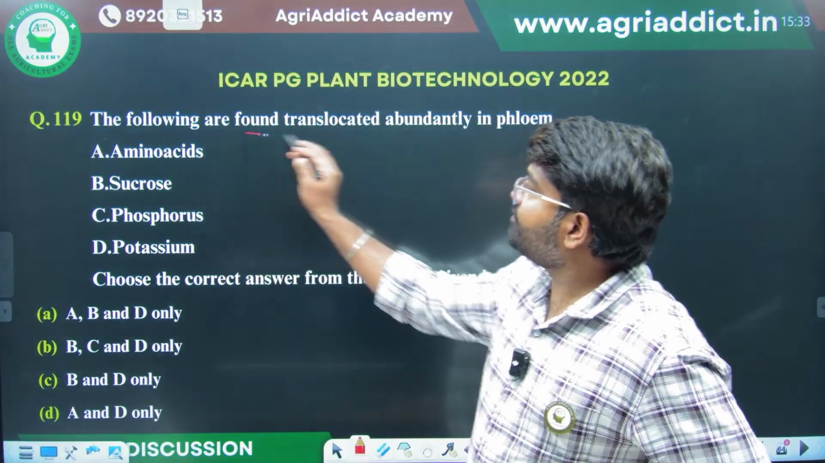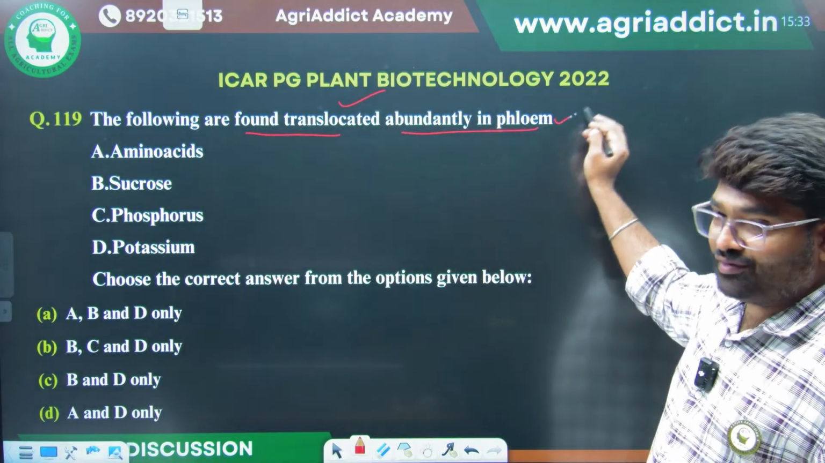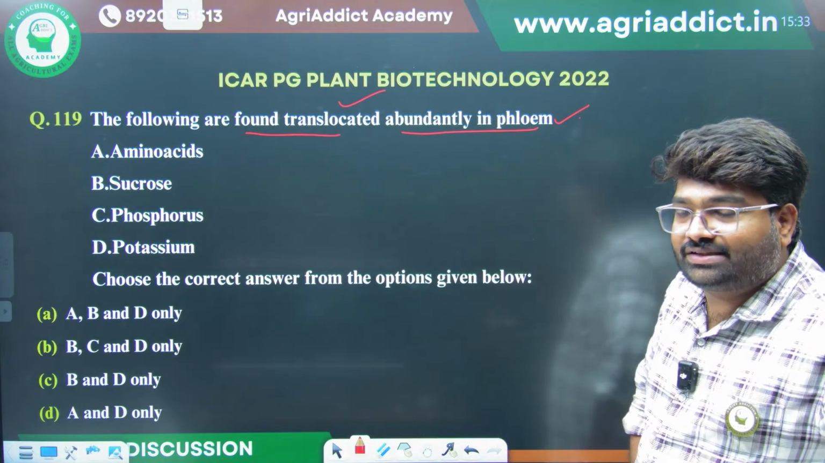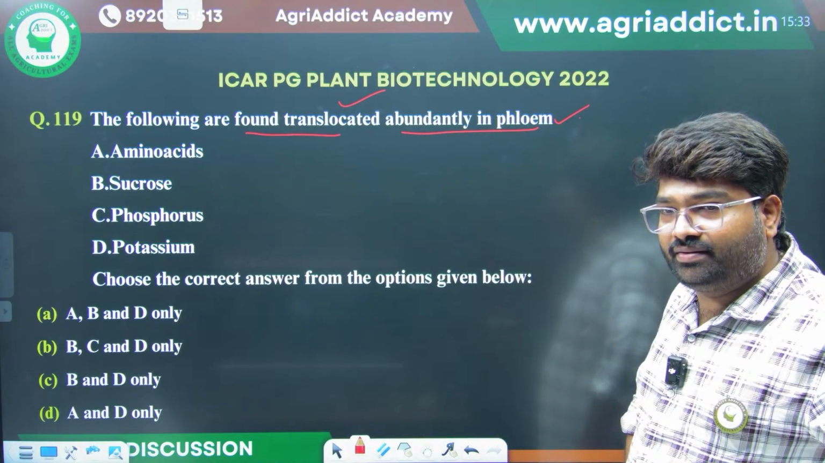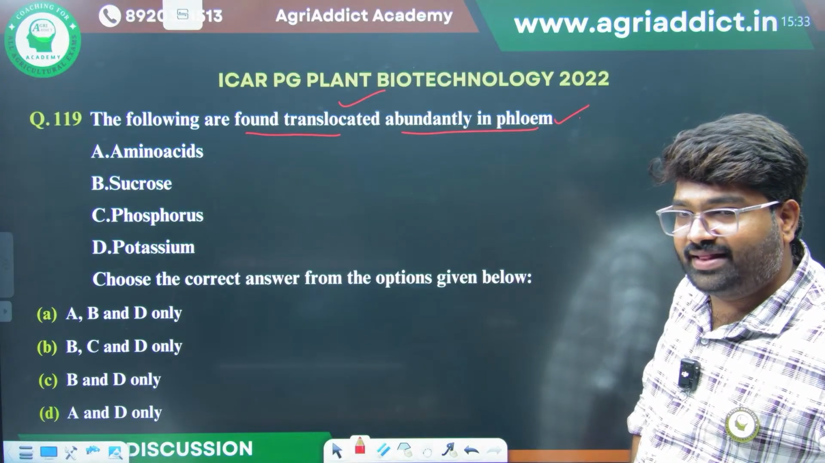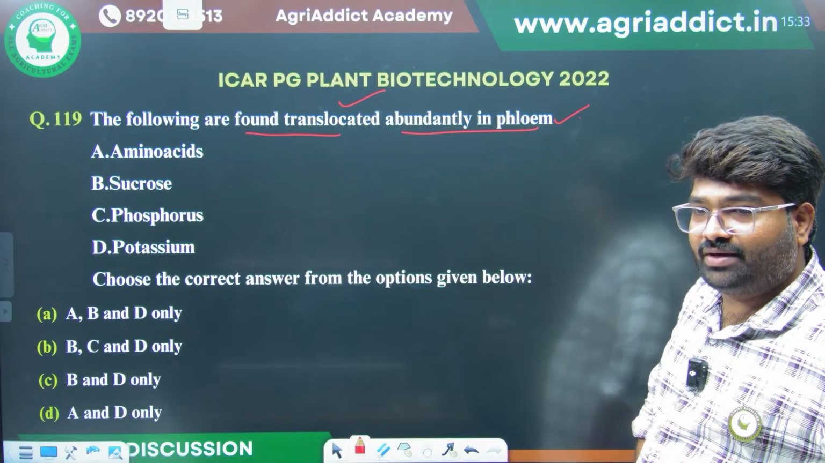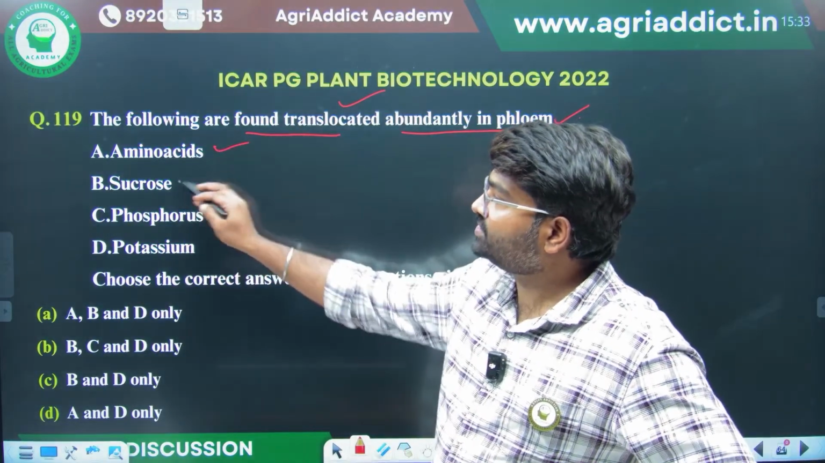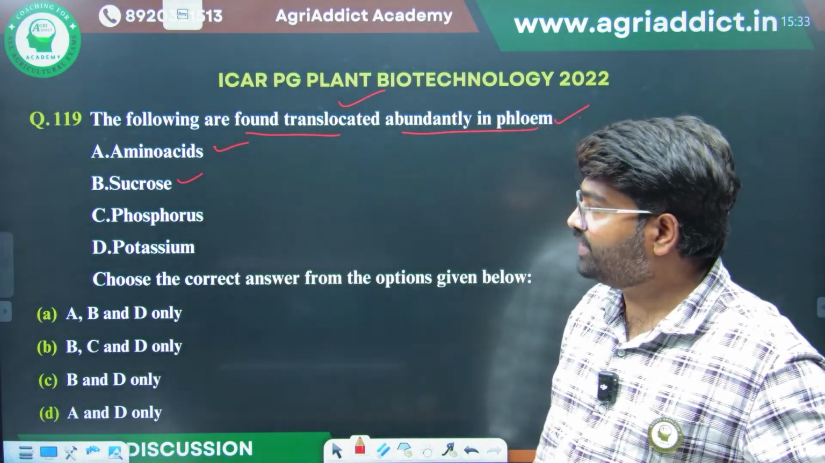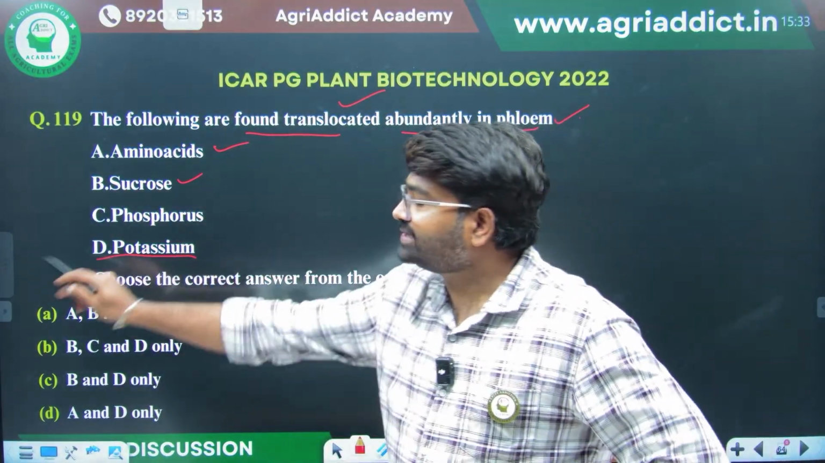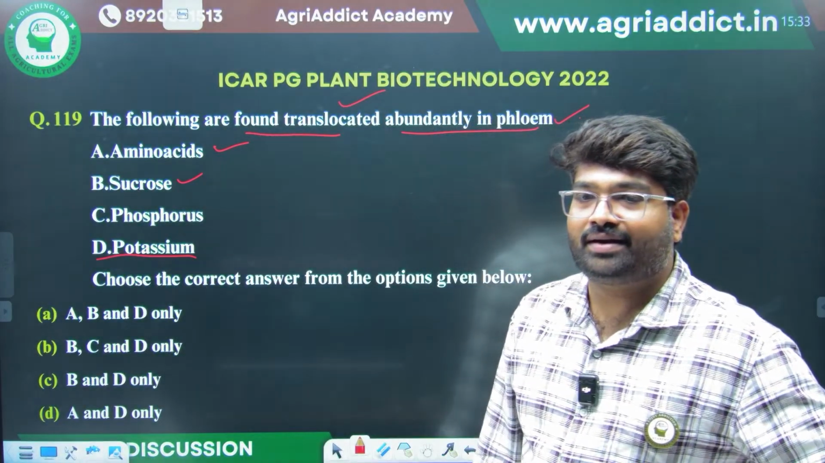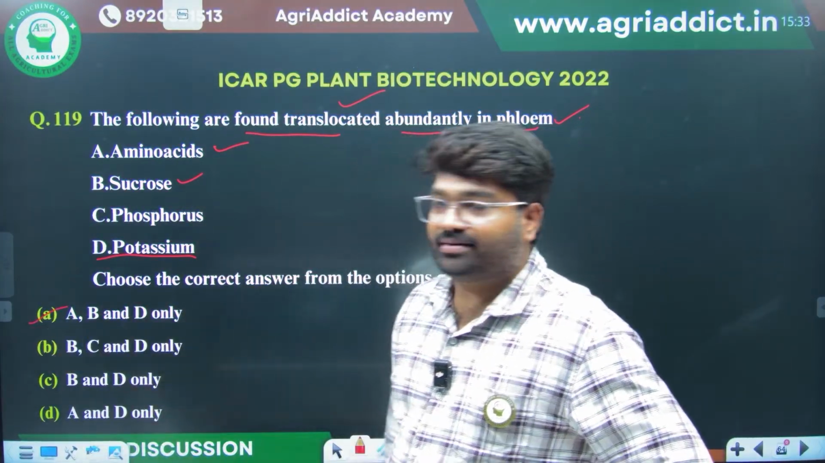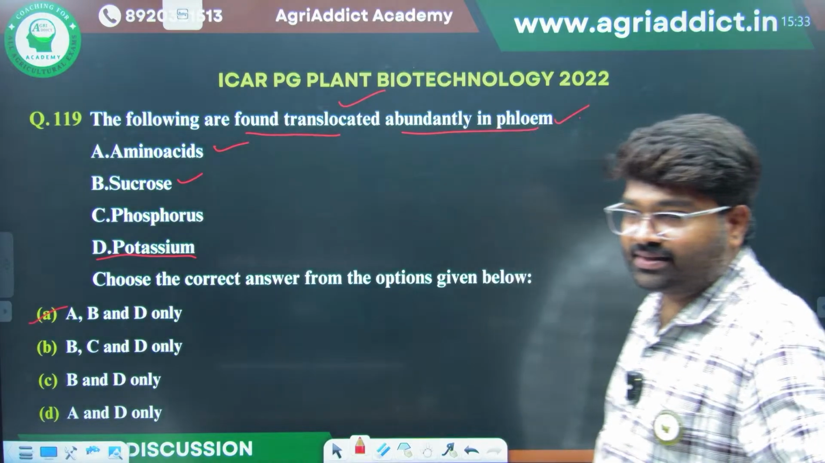Which of the following are found translocated abundantly in phloem? What will be the answer? Amino acids. Yes, amino acids will be transported. Yes, sucrose. These two are the major things. Apart from that, what will come? If you see, potassium is another important element that will be accumulated more in phloem sap. So A, B and D, this will be the right answer.